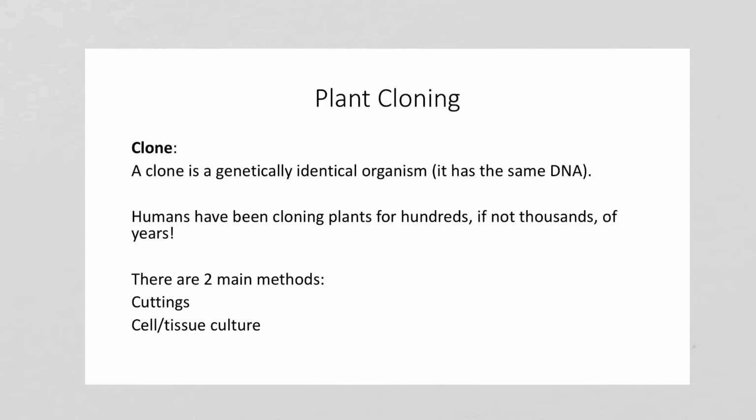So a clone, as we said, this comes up in Unit B1, B3, and B6. A clone is a genetically identical organism. It has the same DNA. It's going to have the same alleles as you'll see in Unit B6. Really, really important that you remember that definition. They love to ask it on both Paper 1 and Paper 2. It'll come up as a 1-mark question. What is a clone? All you need to write is genetically identical organism.